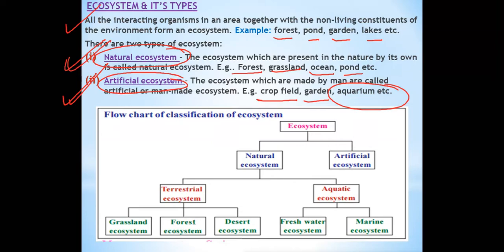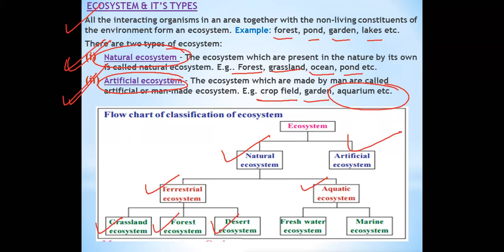Now see, a flow chart is given over there. Two types of ecosystem: natural ecosystem and artificial ecosystem. Again, the ecosystem is divided into two parts: terrestrial ecosystem and aquatic ecosystem. Terrestrial means the ecosystem which is present on land. Terrestrial ecosystem is again divided into three parts: grassland ecosystem, forest ecosystem and desert ecosystem.